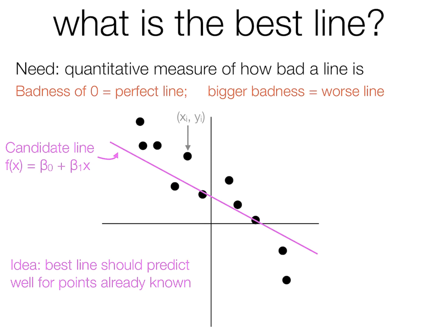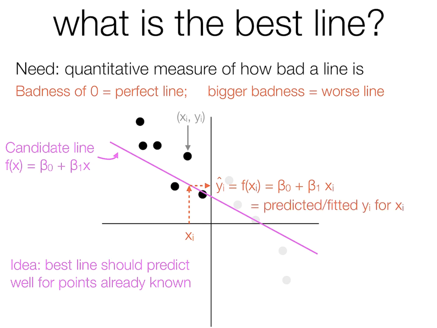So for example, here's a point (xi, yi), and I use the line to predict what the y value would have been for that point. Let's suppose that I pretend I forget what the y value is, and I use the line to predict it. I would call that y hat i. I just plug in xi for x, and I get my y hat i value. We usually refer to this as the predicted or the fitted value for xi.